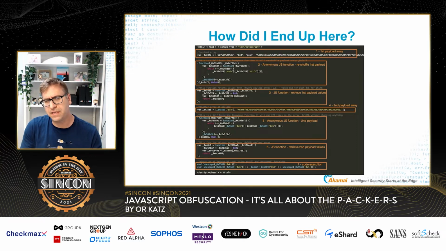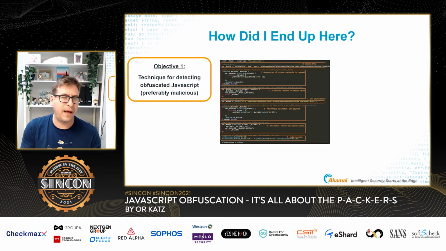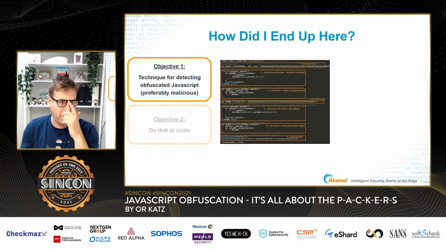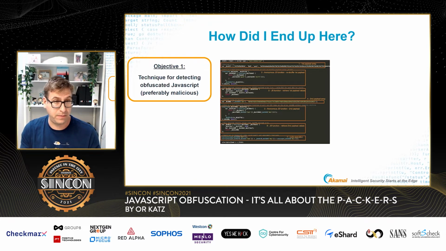So I asked myself, can I start a new research project that will give me the ability to do the following? These are the objectives that I had in mind. The first one was, I need to build a mechanism, a tool that will enable me to detect JavaScript being obfuscated. More than that, it would be really nice if I would be able to tell that JavaScript is malicious.